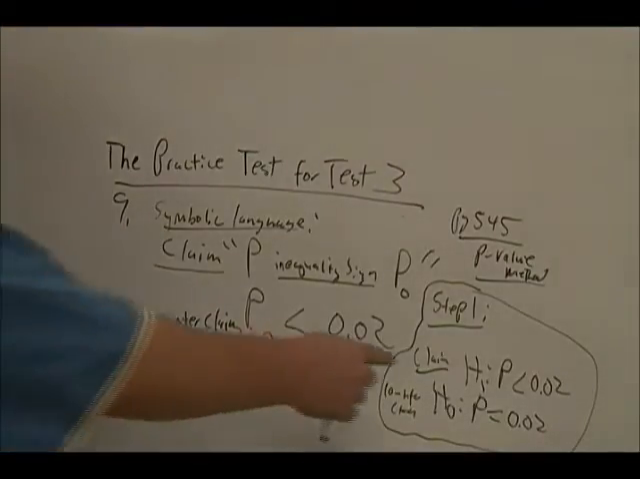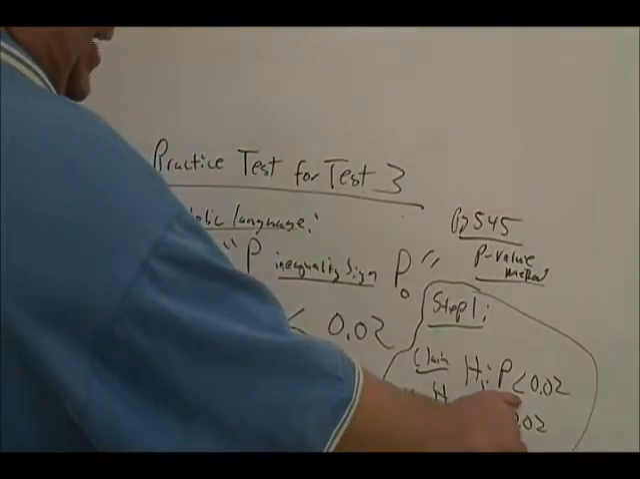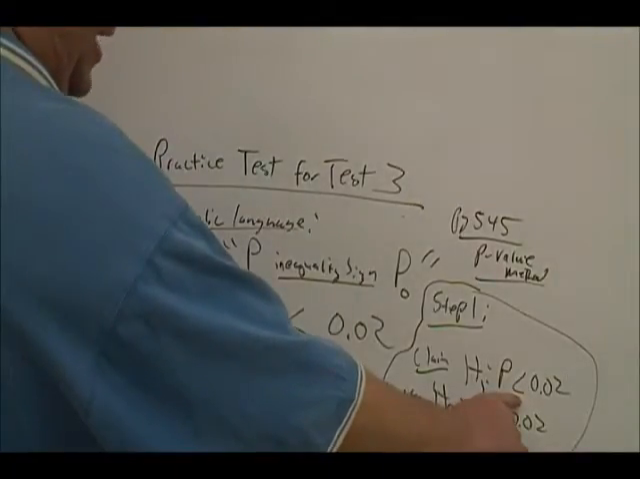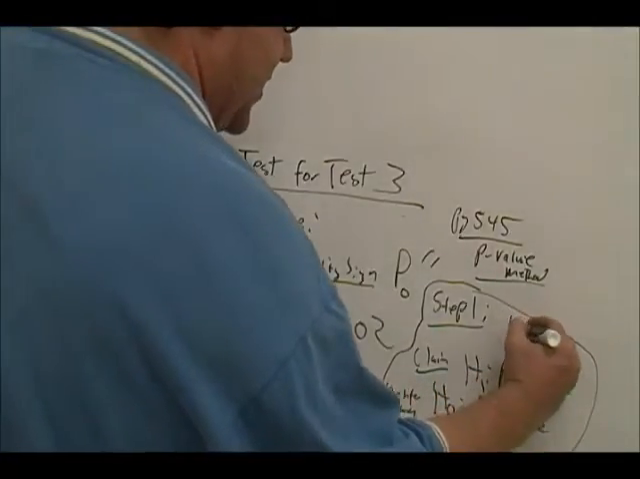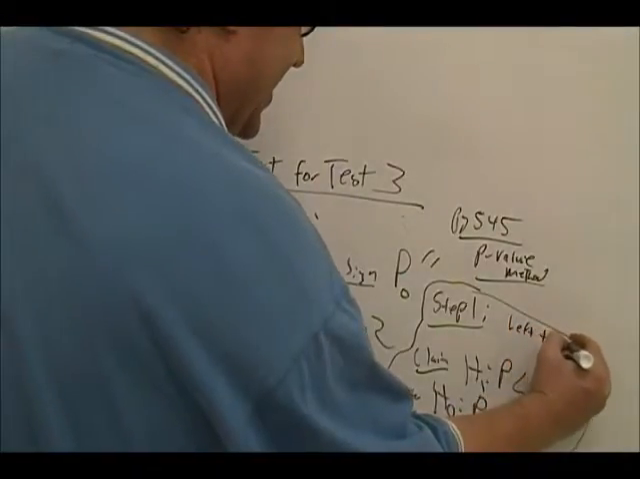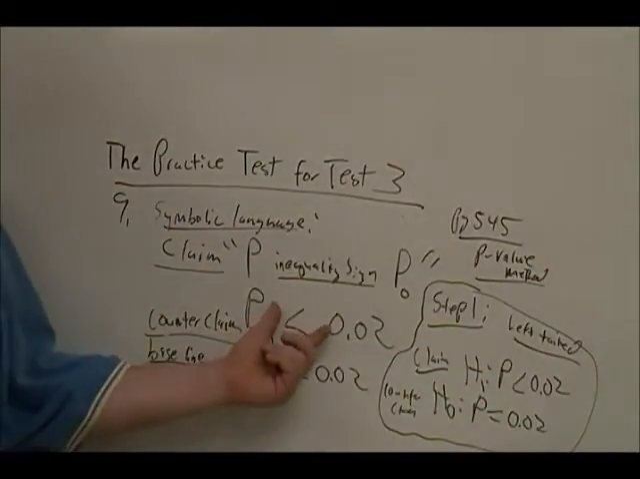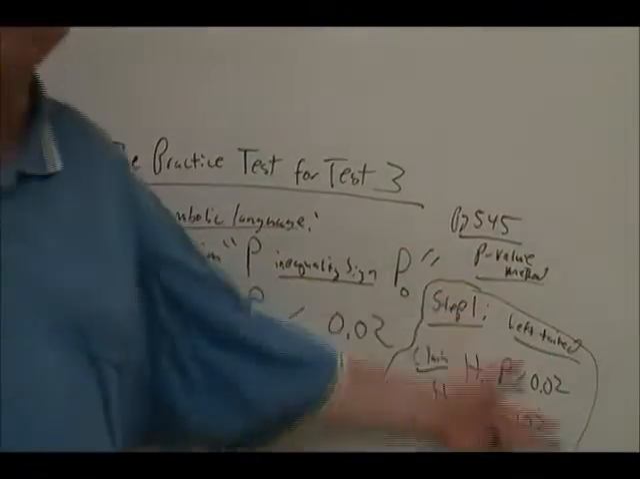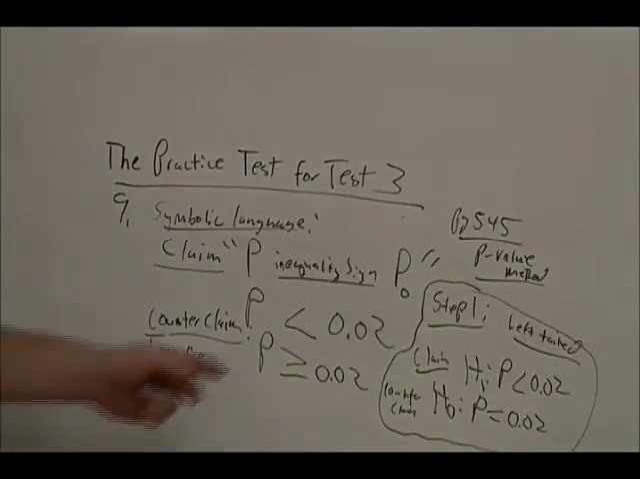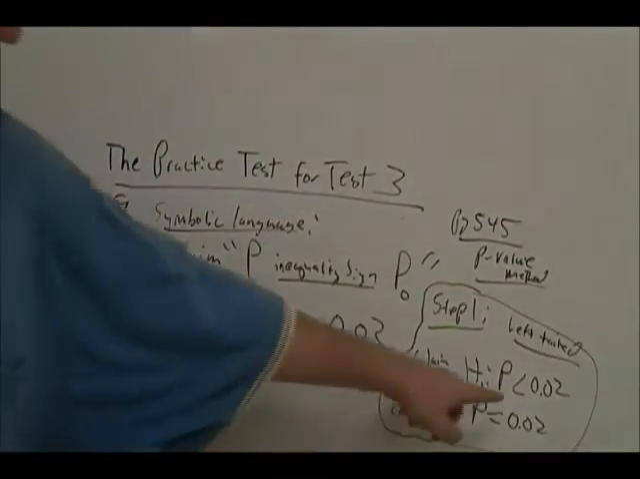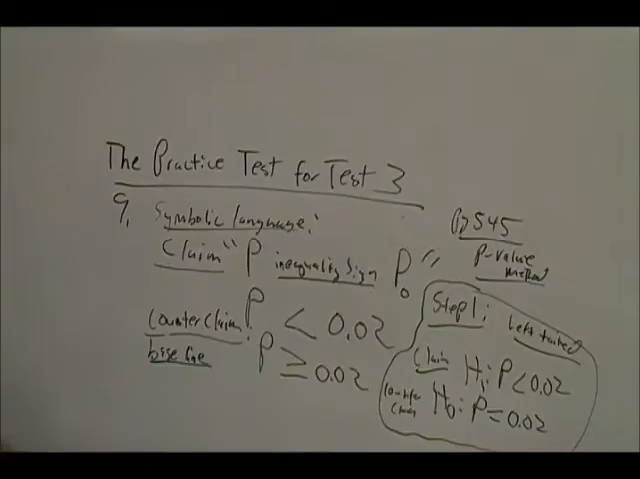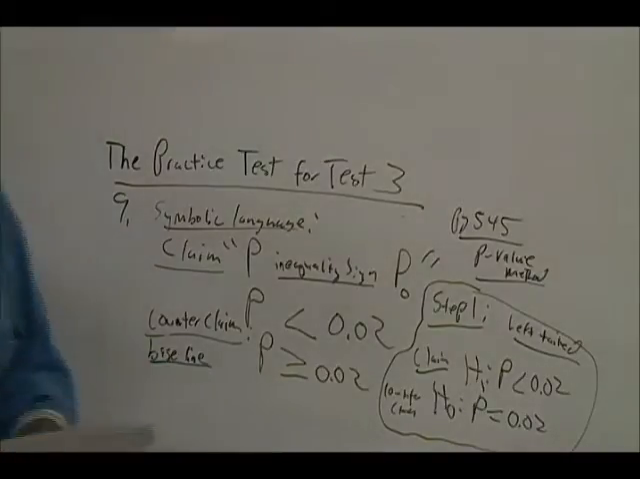Notice that since the alternative hypothesis has a less than sign, that means this is a left-tailed test. If the alternative hypothesis had a greater than sign, or saying the claim had a greater than sign, it would be a right-tailed test. But since the claim, which became the alternative, had a less than sign, it's a left-tailed test. So that's the end of step 1.